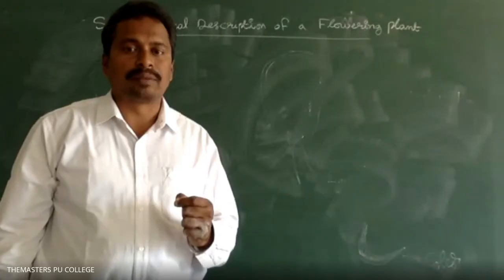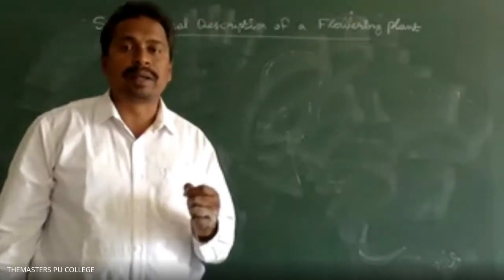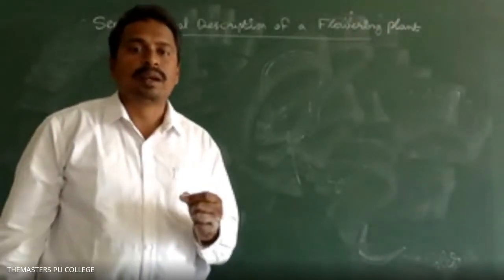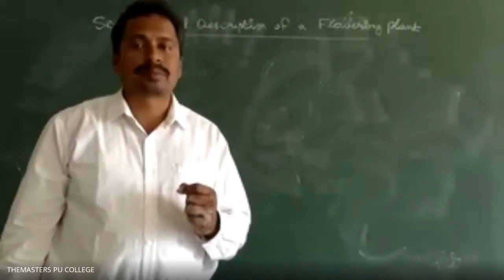Actinomorphic, zygomorphic, and asymmetric. Three flowers, right? Based on the number of floral appendages in each whorl, how many types of flowers are there? Very good, three types. What are they? Trimerous, tetramerous, pentamerous.